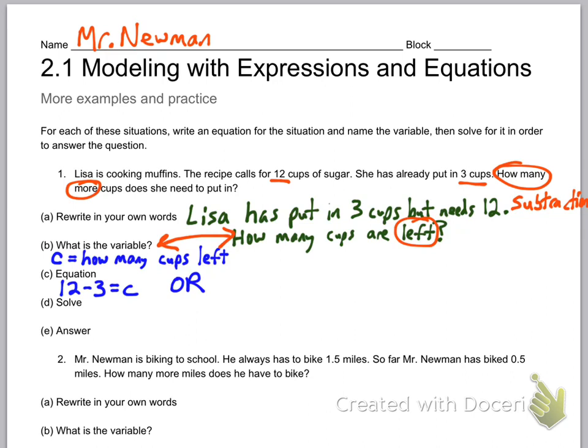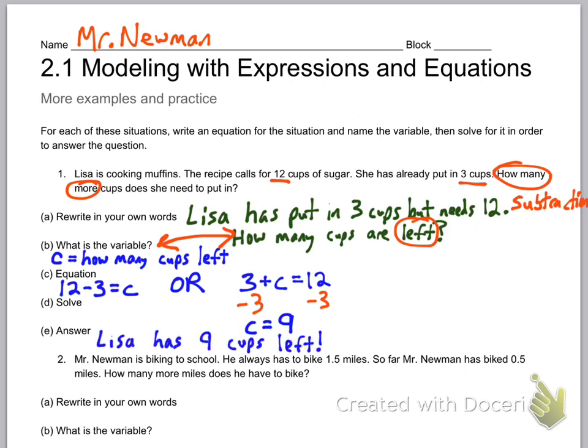The other thing you could do, you could think of this a little bit differently. You could say, all right, we've got 3 cups, and how many more cups do we need to add? That's 3 plus C, because 3 cups plus how many more we need to add should be the total number of cups. That's another way to write the sentence that you could have done. I did not do this time, but if you had done that and said, hey, the total number of cups is 12, then you would write an addition equation kind of like that. And to solve that addition equation or to solve the subtraction, you just say 12 minus 3, and that's 9 cups. So the answer, remember, you need to write this in a complete sentence. Lisa has 9 cups left.